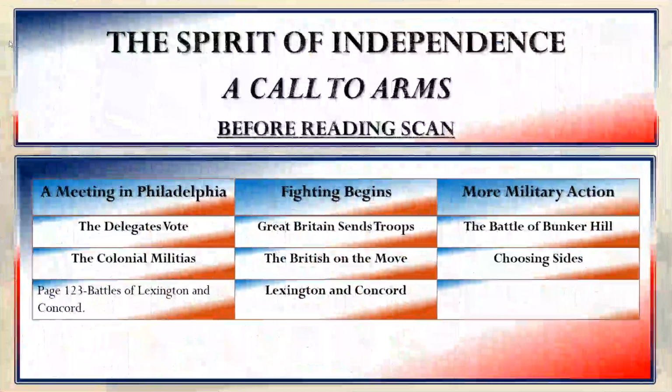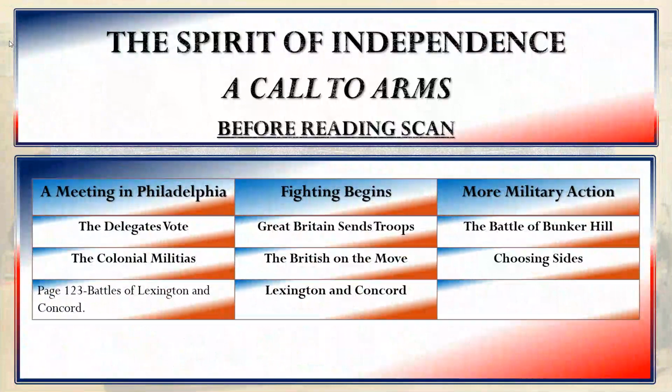So our before reading scan, and just a quick scan of this one, you can see it looks long, but we're going to do it in 3 very short presentations. Obviously, we're starting with a meeting in Philadelphia. What meeting? The delegates vote. What delegates? And the colonial militias. Well, what are they doing? Yeah, I'm not getting a straight answer here as to what's going on.